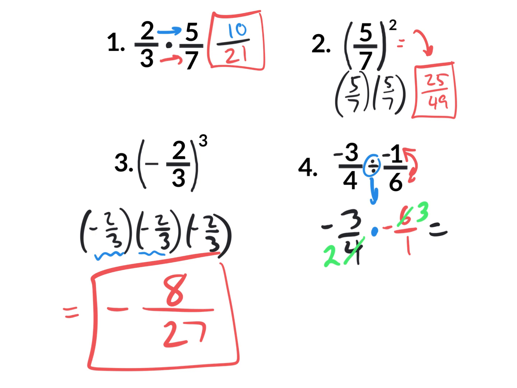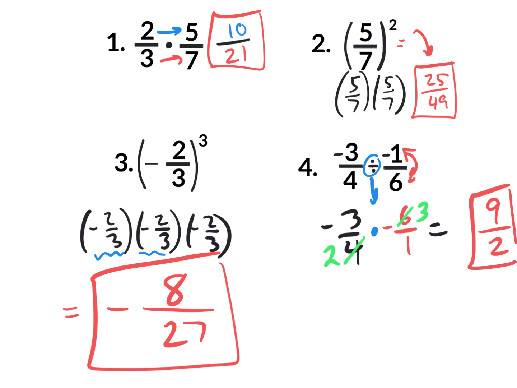And now I could multiply top with the top. I end up with a positive 9, because a negative times a negative is a positive. 3 times 3 is 9. And on the bottom, 2 times 1 is 2. And that is your answer, 9/2. Of course, if you wanted to write it as an improper fraction, I mean, that is an improper fraction.